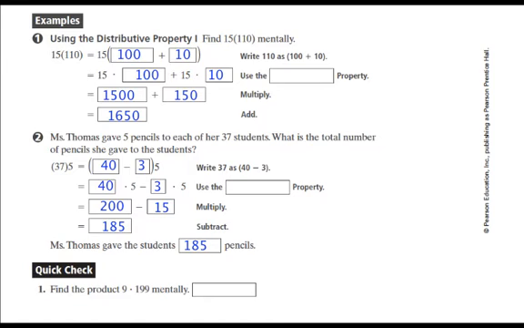Try to think of two numbers that you can subtract to get 199 to set your distributive property problem up, and then solve the problem. Pause the video while you work it out, and then start it again to check your work. The quick check answer is 1,791. Pause the video to check your work and correct it if you need to, and then continue with the notes.